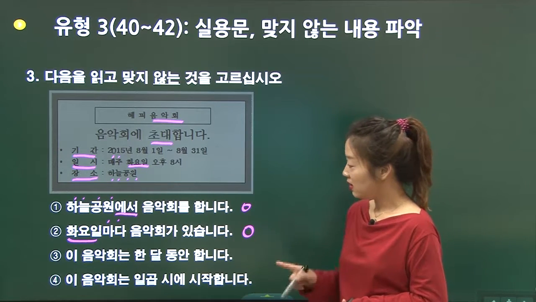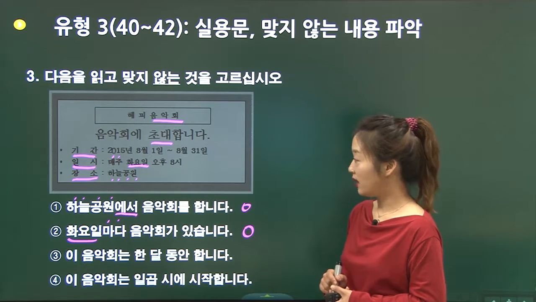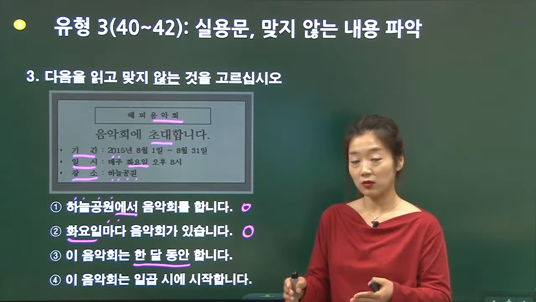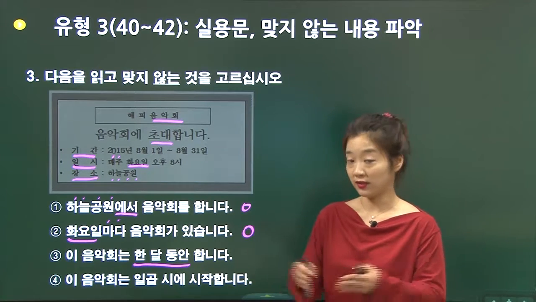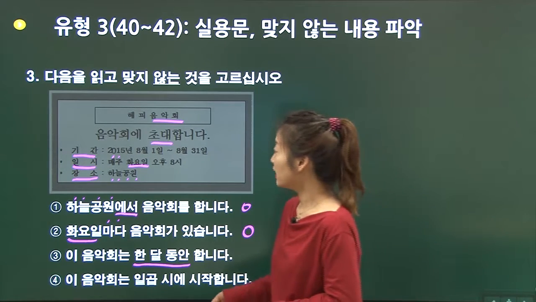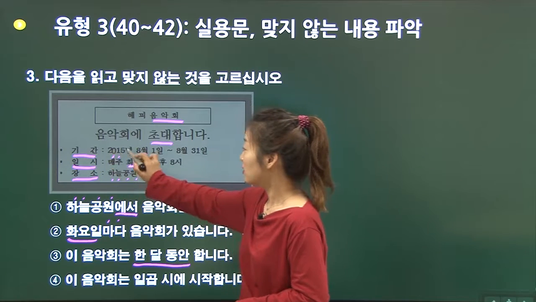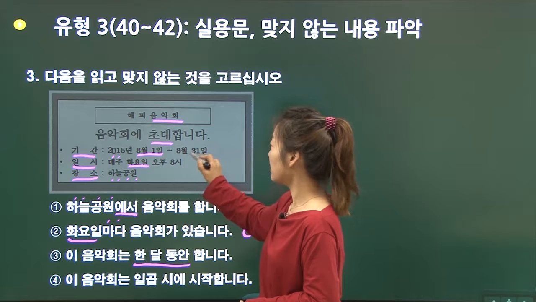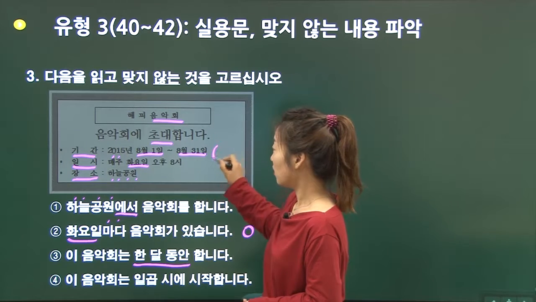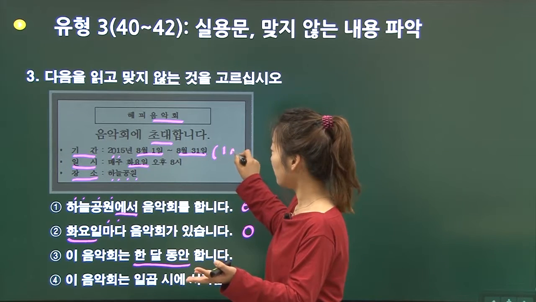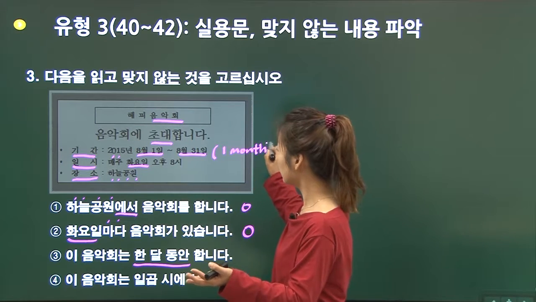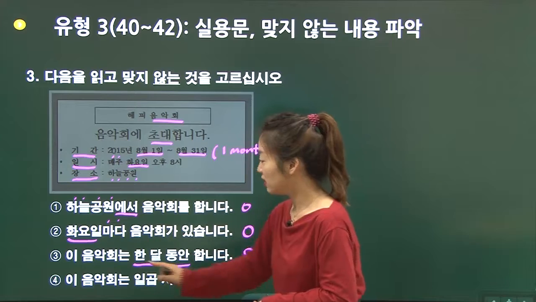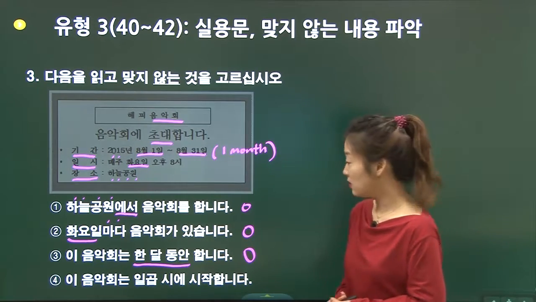Number three, 이 음악회는 한 달 동안 합니다. 한 달 동안, 동안 is normally how long or this period, right? So look at here, 기간. 2015년 8월 1일에서 8월 31일까지. So all the 1 month, right? So it's true.